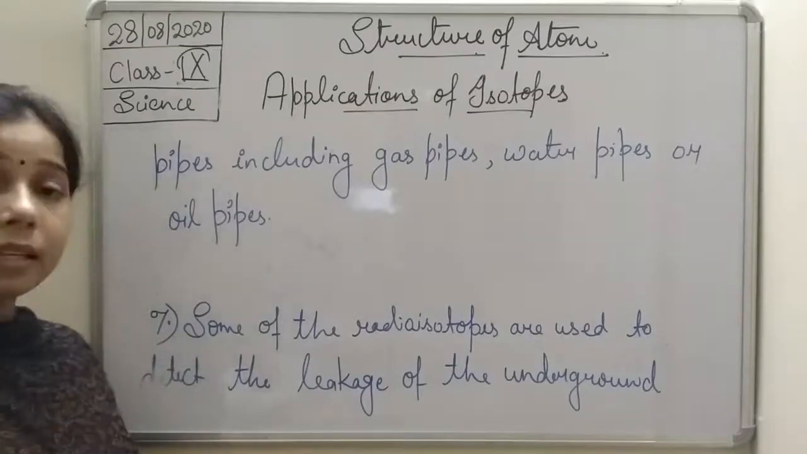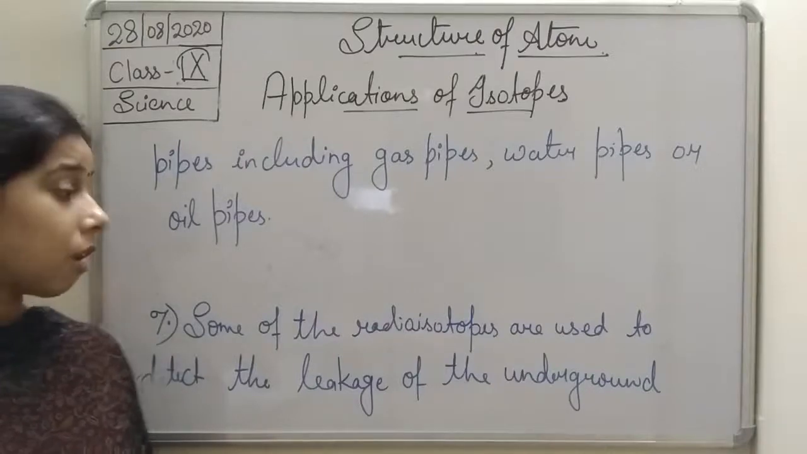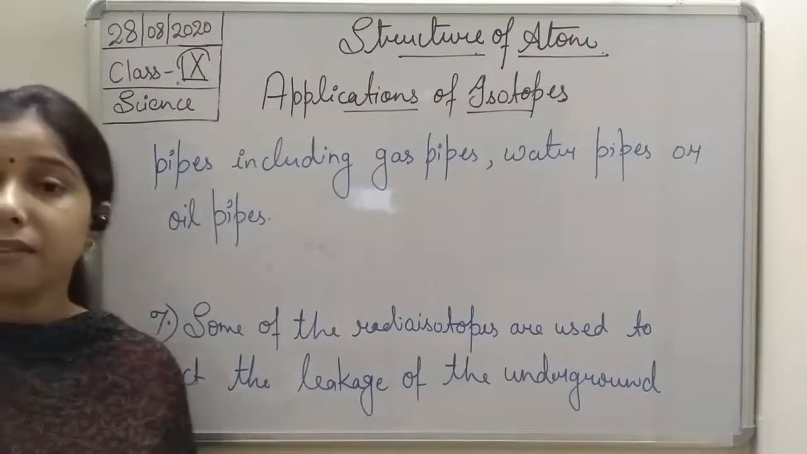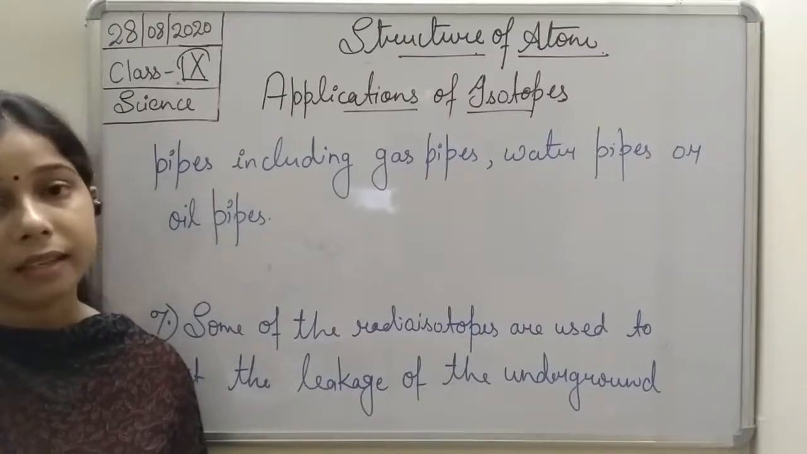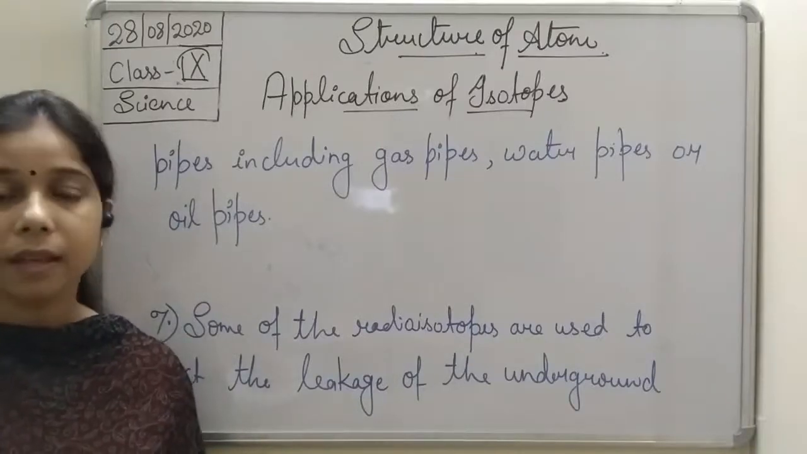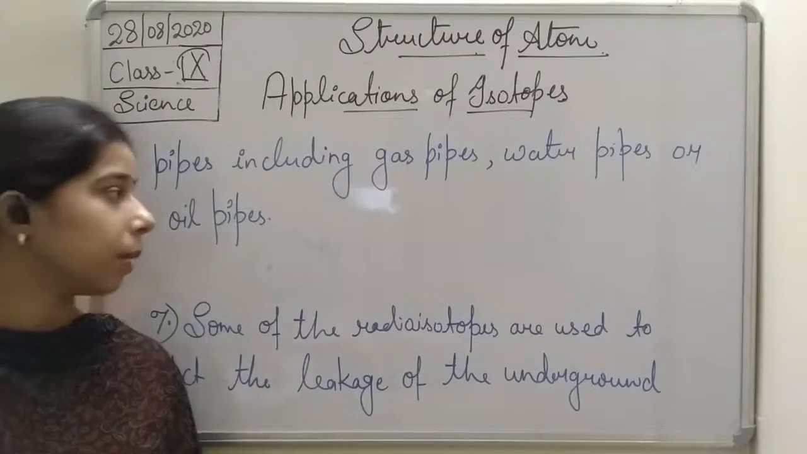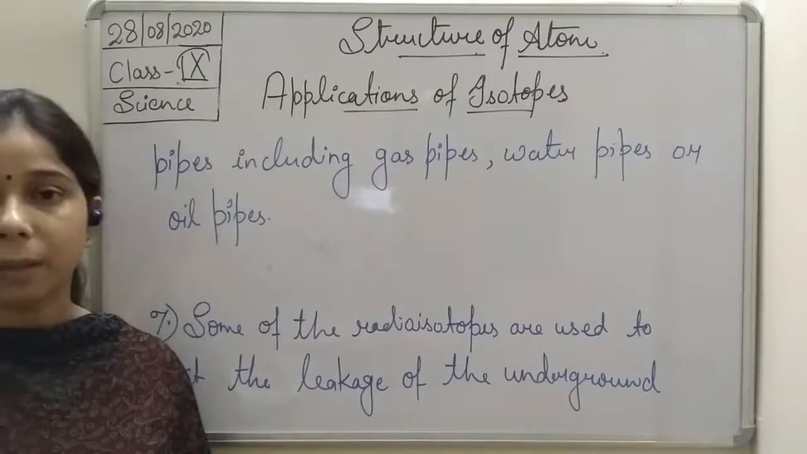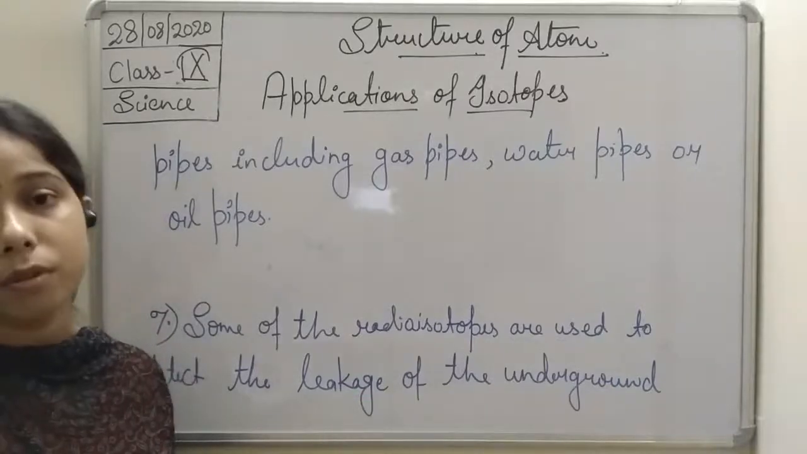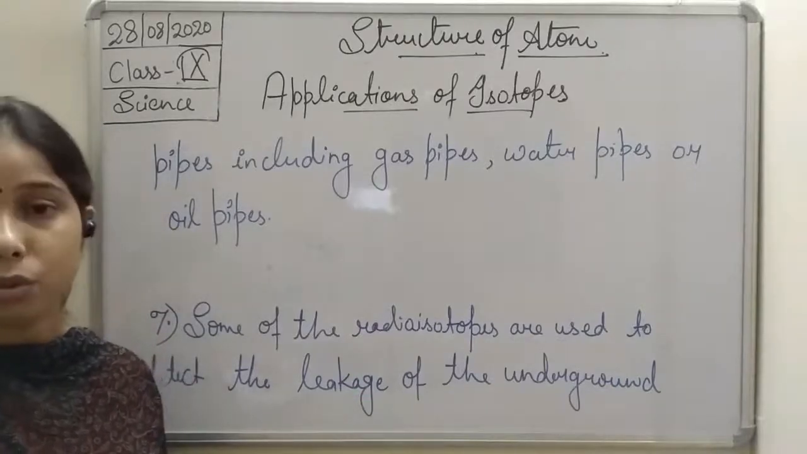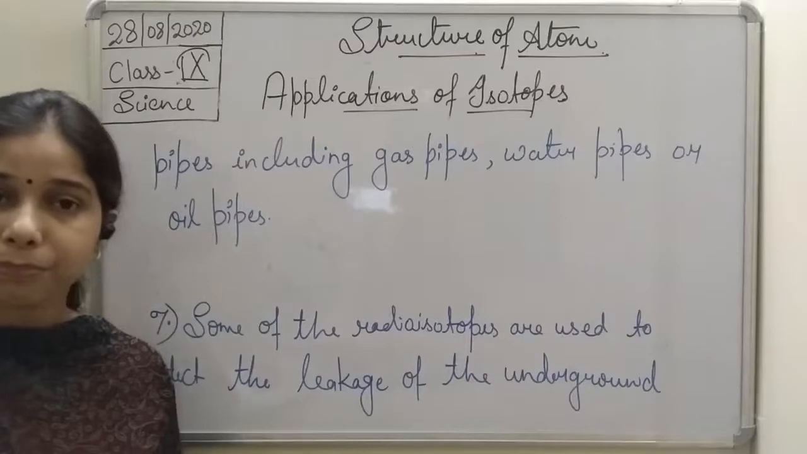Okay. Then these radioisotopes are also used in finding leakage in underground pipes. That leakage can be in a water pipe, a gas pipe, or an oil pipe. So these are some of the examples of radioisotopes. Okay.